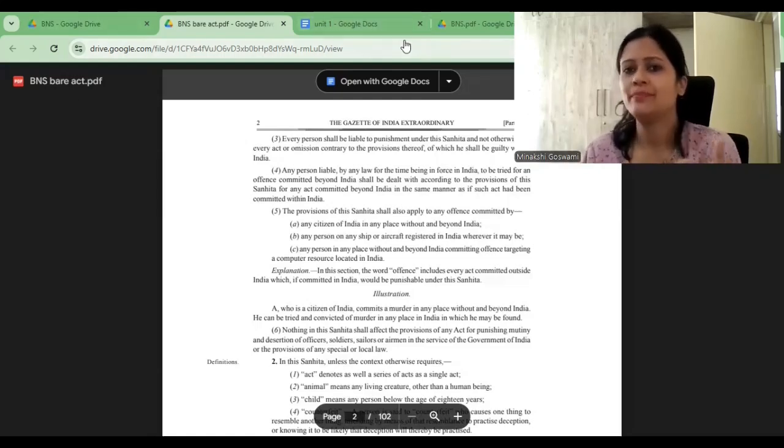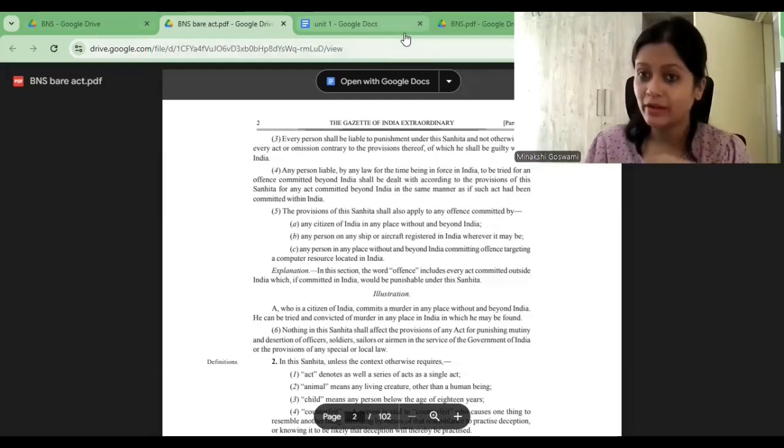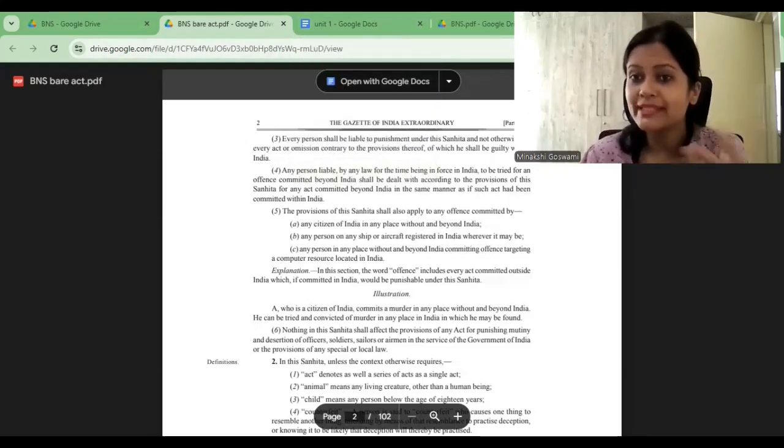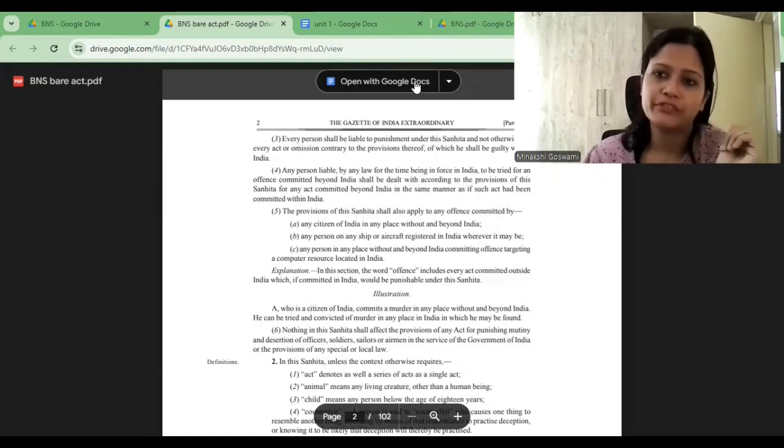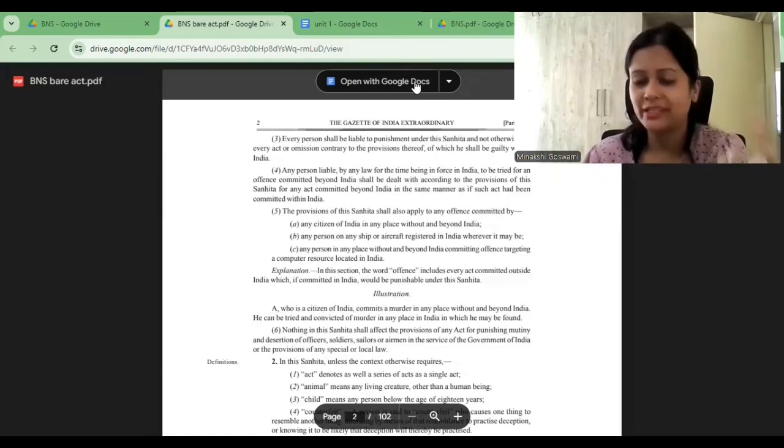So this is, in simple words, what section 1 of BNS is. It talks about the name of the legislation, it talks about the enforcement date, that it will be notified at a later stage, which was notified as 1st of July and now it is applicable also. Then it talks about the territorial scope of the legislation, which is very important for us to know. So I hope this section 1 of BNS is clear to you.